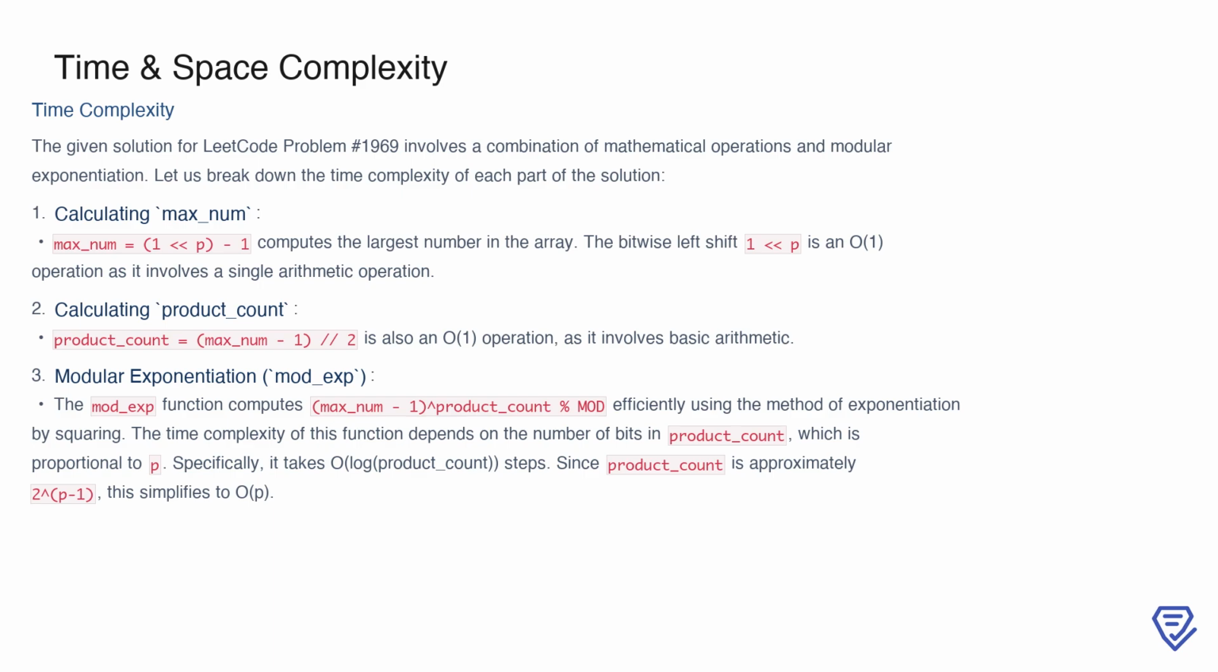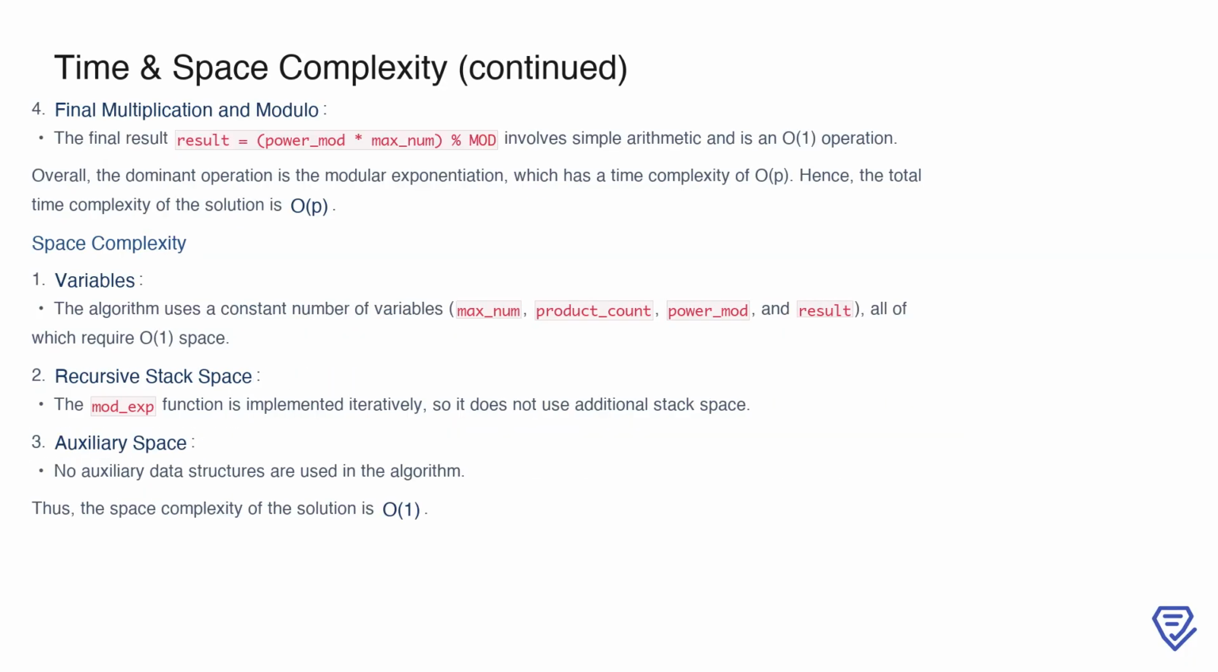The most computationally intensive part of the solution is modular exponentiation, implemented in the mod_exp function. This function calculates (max_number - 1)^product_count % mod using the efficient method of exponentiation by squaring. The time complexity of modular exponentiation is proportional to the number of bits in product_count. Since product_count grows roughly as 2^(p-1), the number of bits is proportional to p, making this step O(p). To complete the analysis, we look at the final multiplication and modulo operation, or result equals power_mod * max_number % mod.